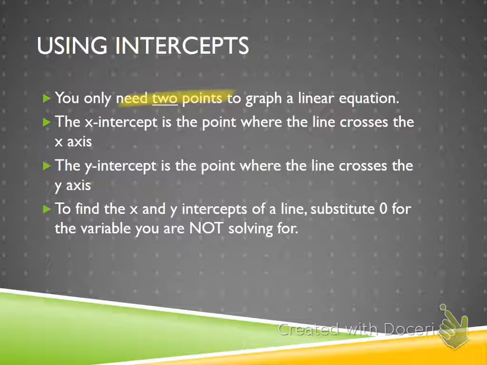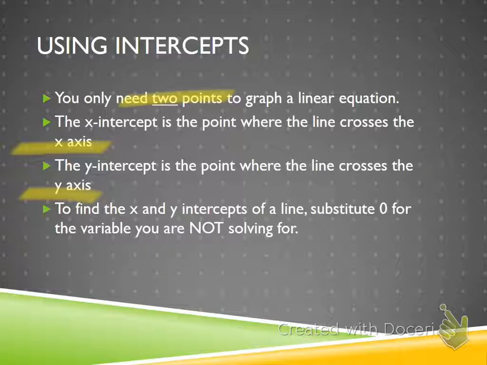So the x-intercept, and don't overthink this, is the point where the line crosses what? The x-axis. The y-intercept is the point where the line crosses the y-axis. So at what value is my line crossing my x and y axis?